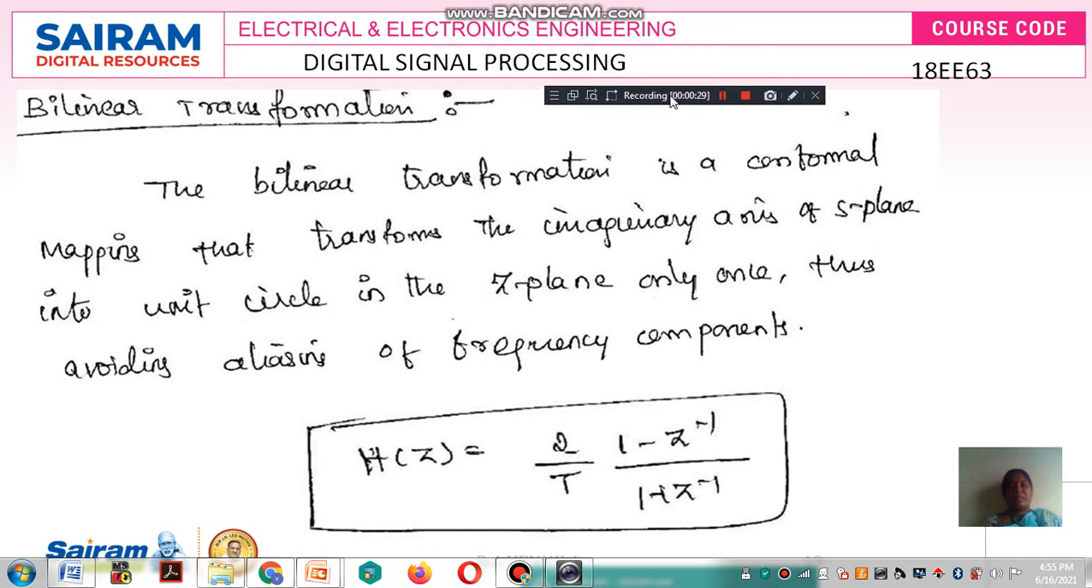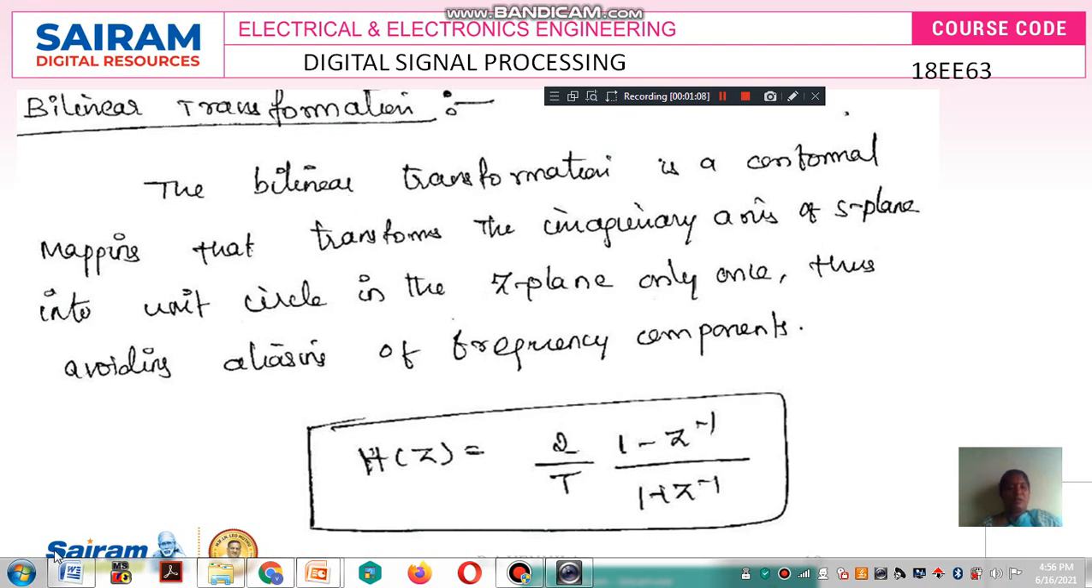So, why are we going to the bilinear transformation technique? In order to overcome the disadvantages of the impulse invariant technique. The impulse invariant technique is many to one mapping. It is said to be non-conformal mapping. Why is it non-conformal mapping? Because it is many to one mapping. Many to one mapping means that while transferring the analog transfer function to the digital transfer function, the poles and zeros which are located in the S plane will be mapped in the same place.